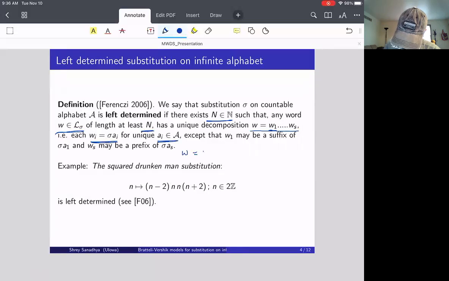W is W1, W2, ..., W(s-1), Ws. So all these W2 to W(s-1) are just sigma of the corresponding letters, for example W2 is sigma of A2. But W1 can be a suffix of sigma of A1, and Ws may be a prefix of sigma of As. If we can write every word like this, with this unique decomposition, then we call our substitution left determined. He gave an example in his paper, the squared Dyck-Ehrenfeucht-Rozenberg substitution. He proved that it is a left determined substitution.